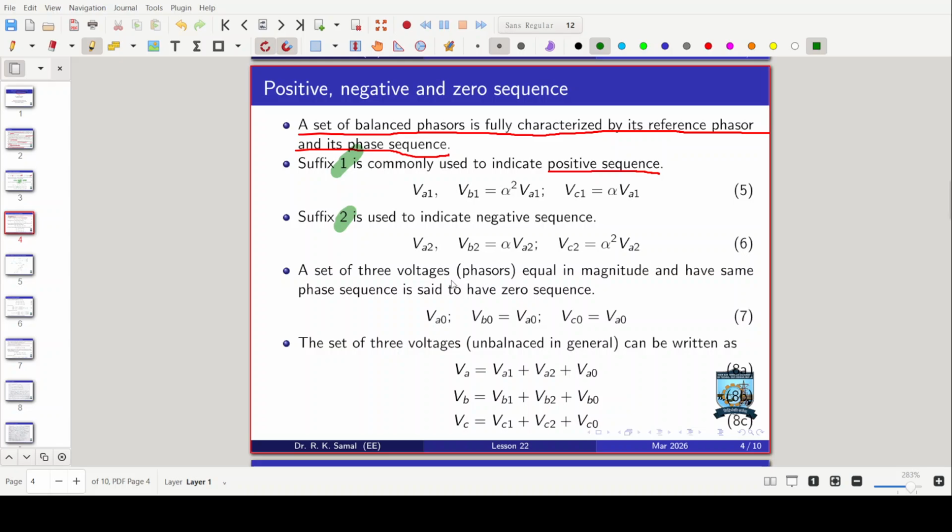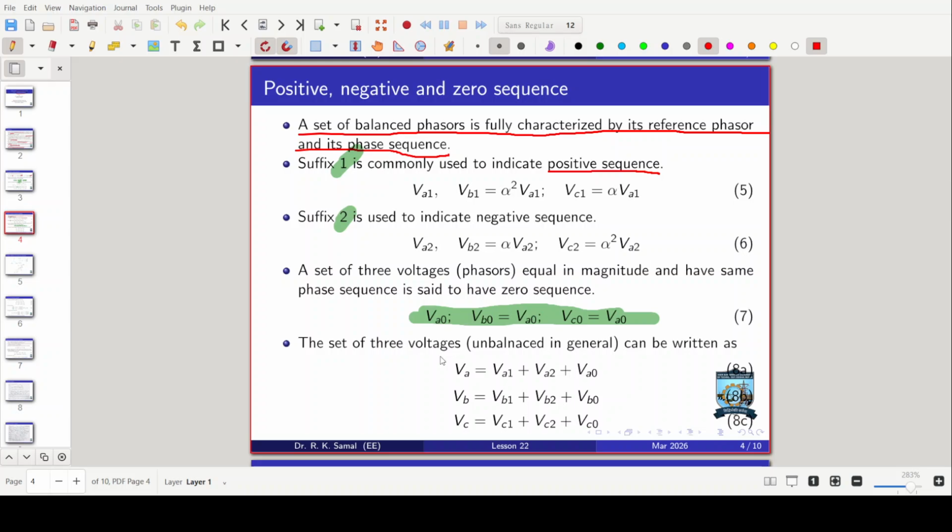Now the set of three voltages equal in magnitude and having the same fixed phase is known as zero sequence. So zero sequence voltages are the same. That means VB0 is equal to VA0, VC0 is also equal to VA0. Now you write down this last set of equations, 8A, 8B and 8C.